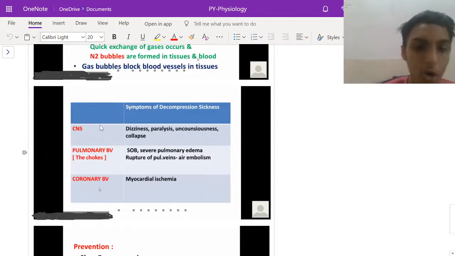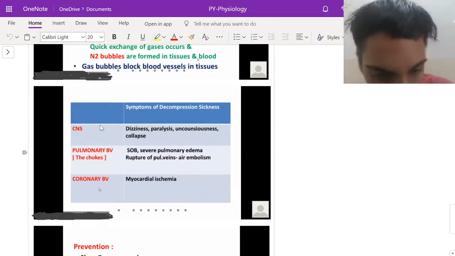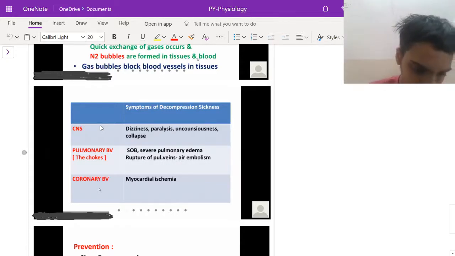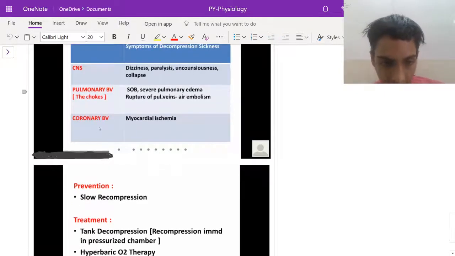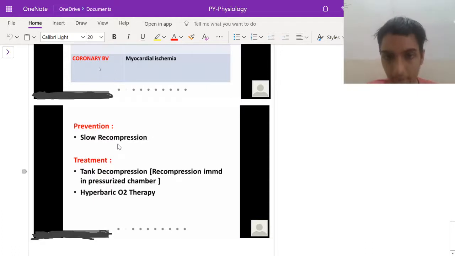Coronary artery supplies what? Please remember this first. Coronary artery supplies the heart. In the heart, there is myocardial ischemia, that is nothing but reduced blood flow to the cardiac muscle. So that's what happens in the coronary blood vessel. Lastly, we have the prevention and treatment. Prevention can be by slow decompression, and the treatment can be the tank decompression and the hyperbaric oxygen therapy.